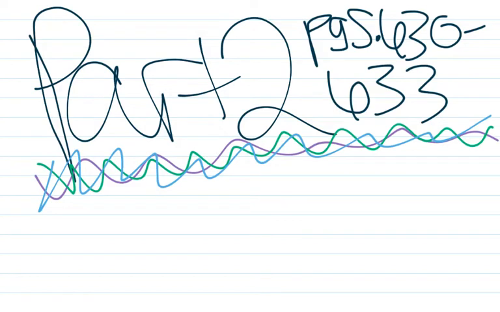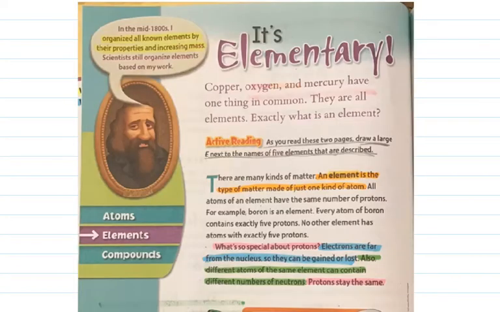Okie dokie, make sure you have your highlighters and your pencil ready. Let's get going. So, at the top of page 632, it's elementary. Copper, oxygen, and mercury have one thing in common. They're all elements. What exactly is an element? With your pencil, I need you to underline active reading. As you read these 2 pages, draw a large capital E next to the names of 5 elements that are described.